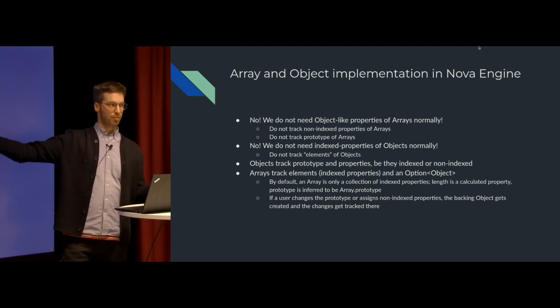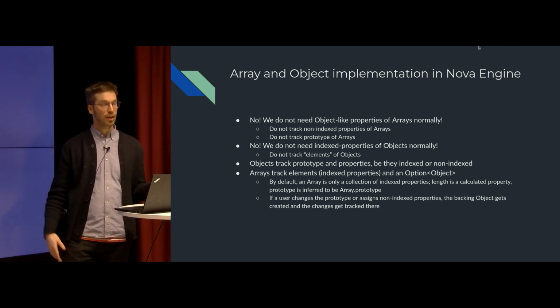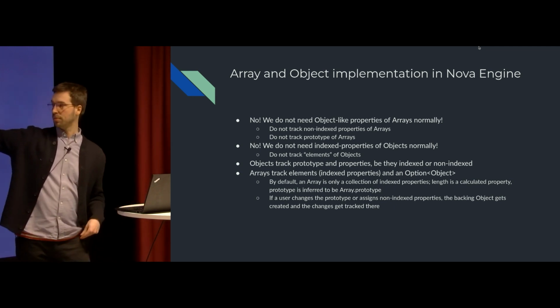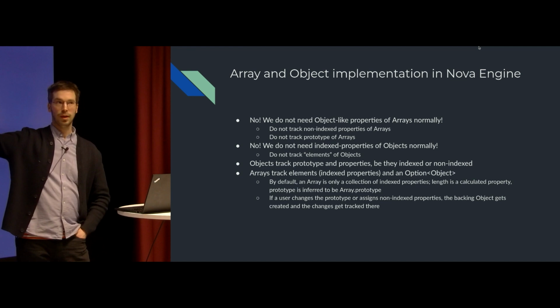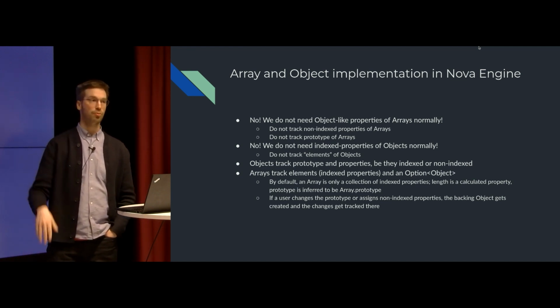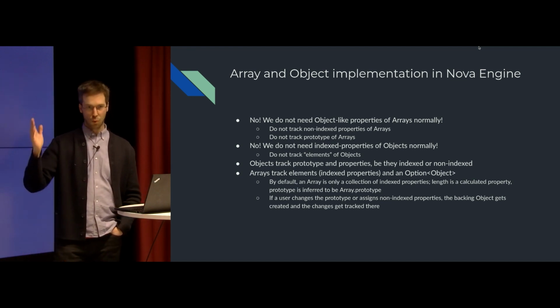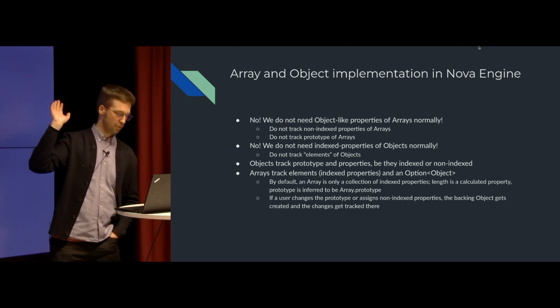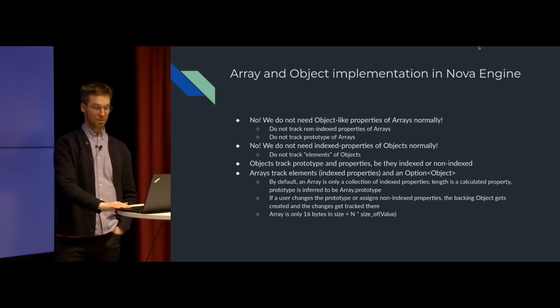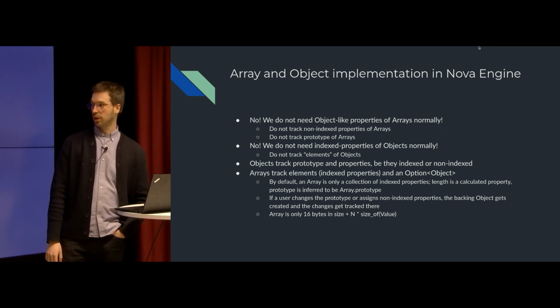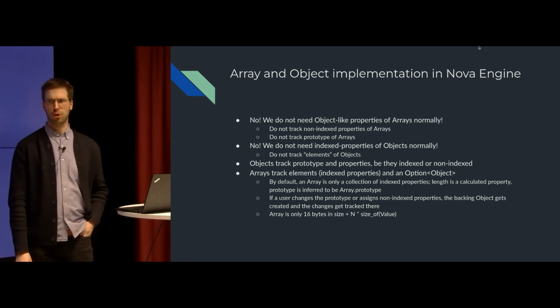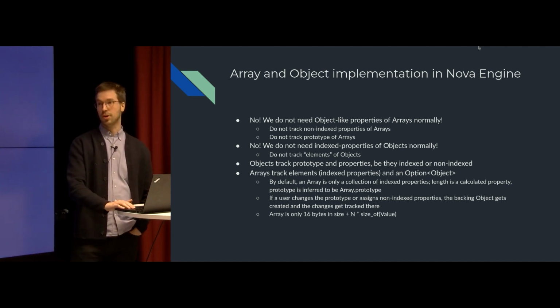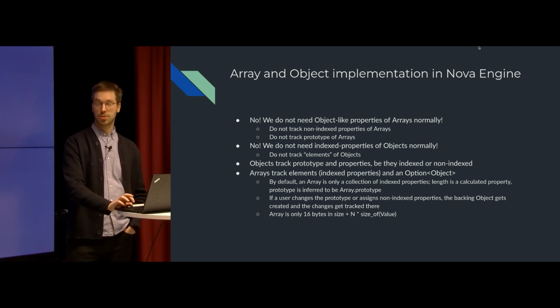If you change the prototype of an array, or you assign foo or bar into your array, then we create the backing object and we make this option some. And that object can then do tracking of those things. We don't care. It's going to be slower, but why are you doing that? Don't do stupid things. As a result, our array is currently only 16 bytes in size. It might grow to 24. And then the number of items, or actually the capacity of the array.